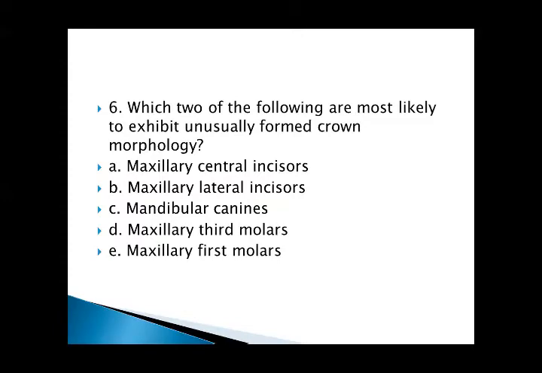Which two of the following are most likely to exhibit unusual forms of morphology? Central incisors, lateral incisors, mandibular canines, maxillary third molars, and maxillary first molars.